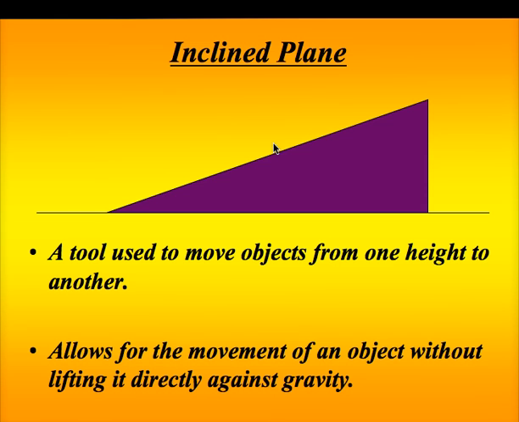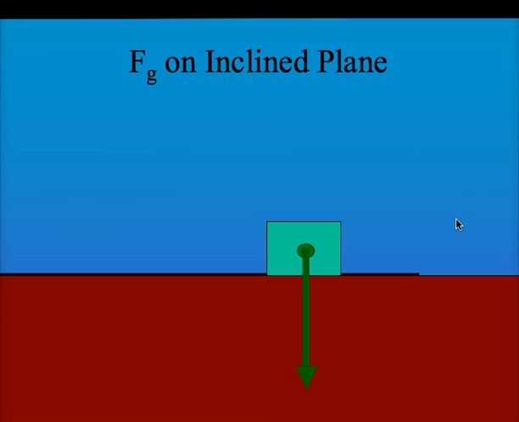Here I've got a much longer, smoother incline, just like we use for people in wheelchairs to get up inside of buildings rather than lift them directly up against the gravity field on the stairs. So the weight on an inclined plane is as follows. You can see this is the vector that represents the weight of this particular block on this black line, which is an inclined plane.